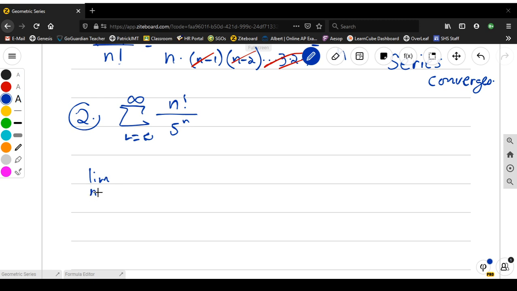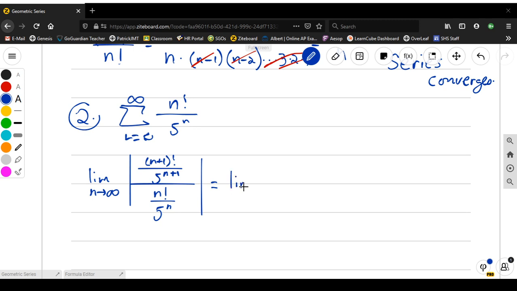The limit as n goes to infinity. Now, we're going to just plug in the n plus 1 term, which would be n plus 1 factorial over 5 to the n plus 1 all over n factorial over 5 to the n. Okay, so that's the ratio of the n plus first term over the nth term.